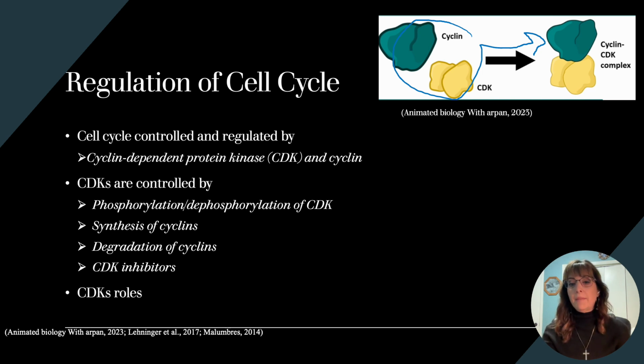But just because they become a complex doesn't mean they're activated. They actually aren't. There are some steps that must take place. So because cyclin-dependent kinases regulate the cell cycle, well, CDKs and cyclins must be controlled and regulated. And how are they controlled and regulated? Well, the cyclin-dependent kinases are controlled through phosphorylation and dephosphorylation. We also have control of the synthesis and degradation of cyclins. And lastly, there are also inhibitors.